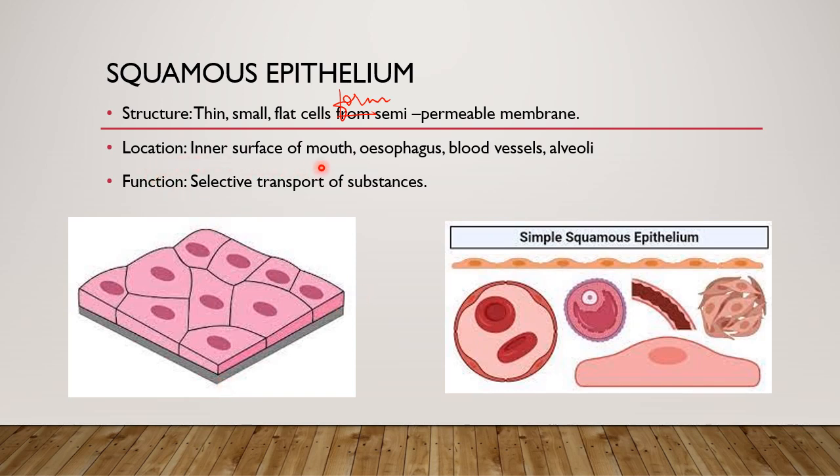Location, they are present in the inner surface of the mouth. They are present in the esophagus, that is your food pipe, blood vessels, and the alveoli. So depending upon the structure and the location, what would be the function? Because they are a semi-permeable membrane, selective transport of substances takes place. Only those substances which are required by the body would be allowed through this squamous epithelium. That is the function of it. Take the esophagus, the food pipe: other than the food, the bacteria would not be allowed to pass through it. That is the example.